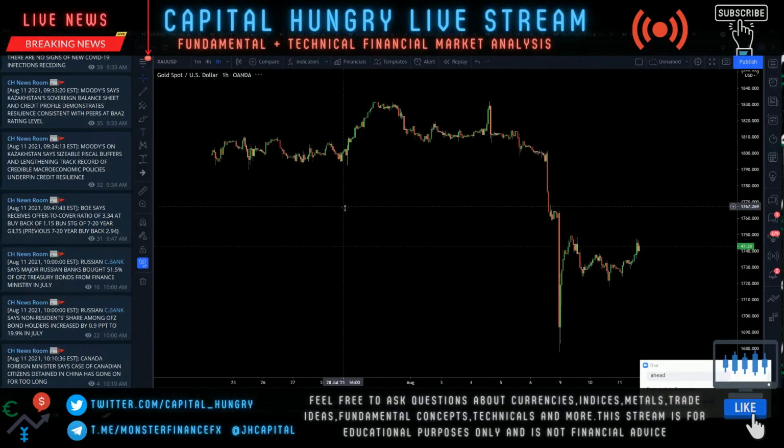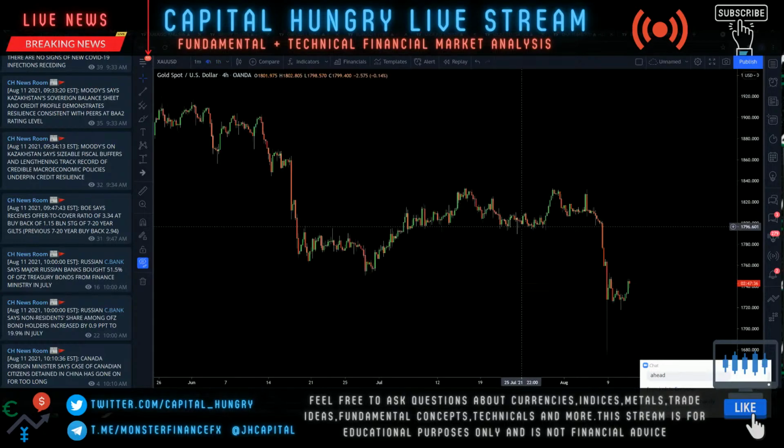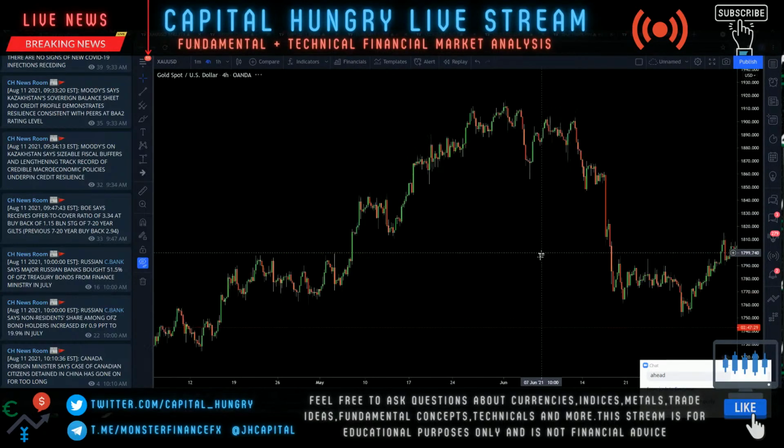Let's come up here. 4-hour time frame. Look at the structure. See here? Let's look at when we're moving in bullish market structure. Look at gold here.